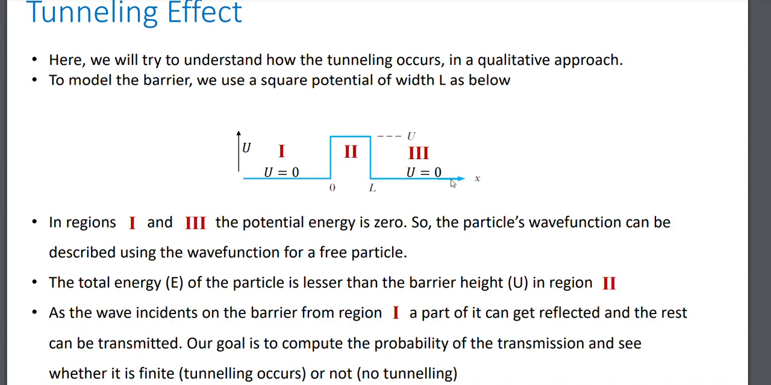As seen in the diagram, in regions 1 and 3, the potential energy is zero. Hence, the particle's wave function can be described using the wave function for a free particle. However, in region 2, the total energy is lesser than the barrier height, which is denoted by U. As the wave is incident on the barrier from region 1, a part of it can get reflected and the rest is transmitted.